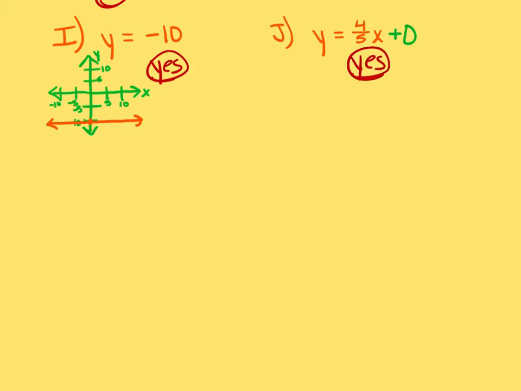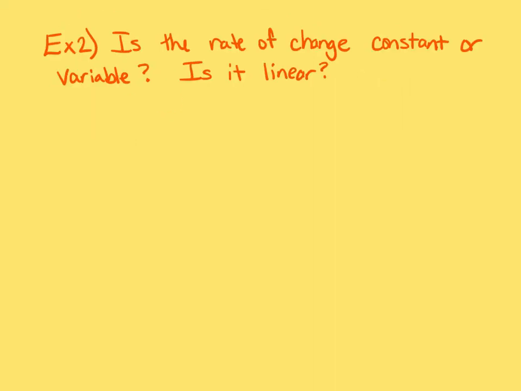And you can leave it as y equal 4/5 x. Example 2. Is the rate of change constant or variable, and is it linear? Well, rate of change is just another phrase for slope. And if it's asking if the slope is constant, it means that the slope is the same no matter where you find it on a line or you could be looking at slope on a curve.